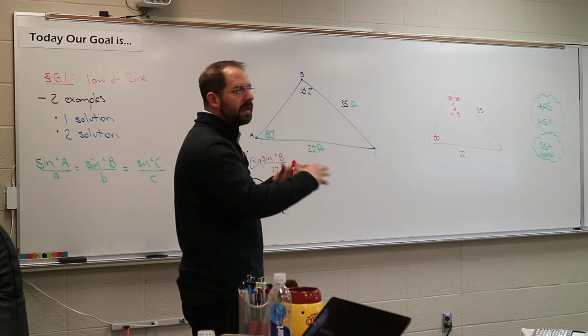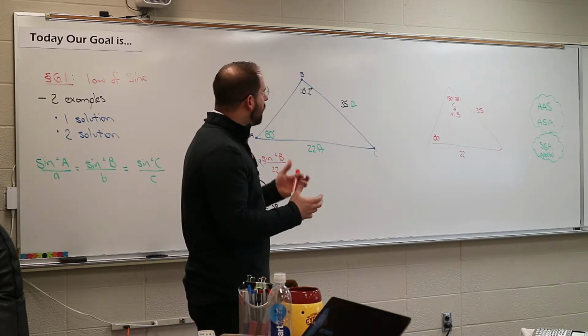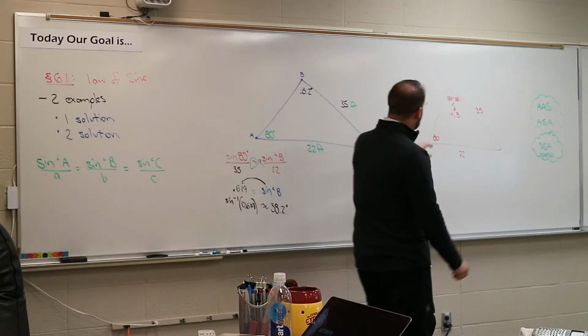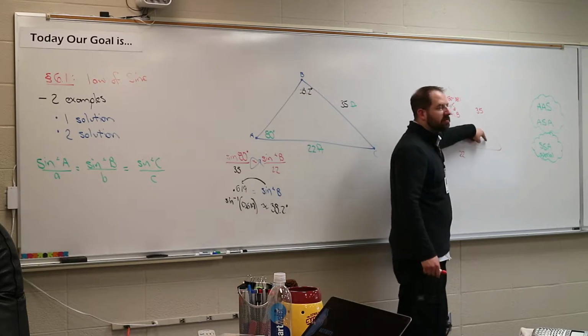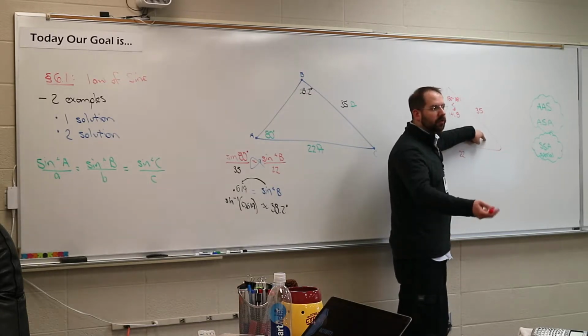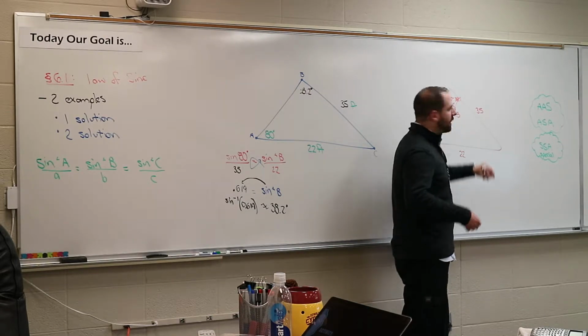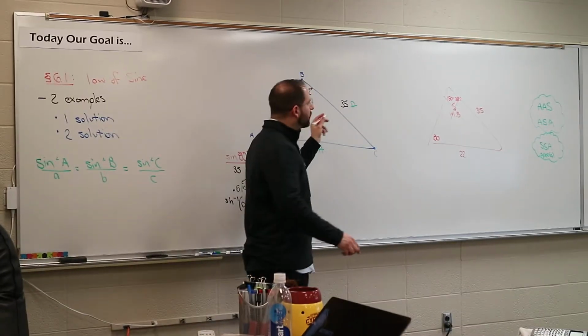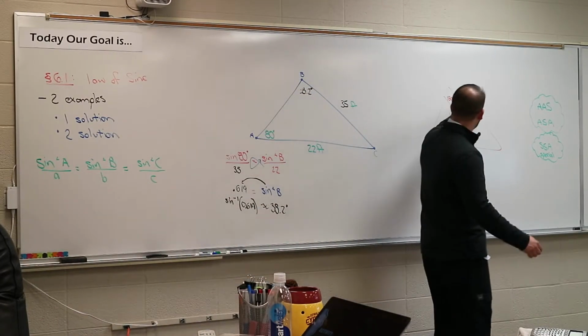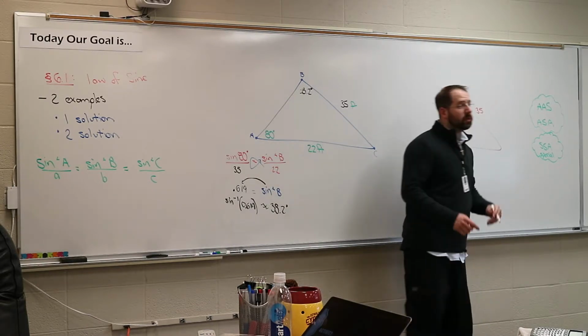If you're actually doing that subtraction and you get that number, can I actually make a triangle with that number, the 80 and whatever this mystery angle is? No, because I'm already over 180 degrees. So this isn't possible. So there is no second triangle here. So this one only has one solution.